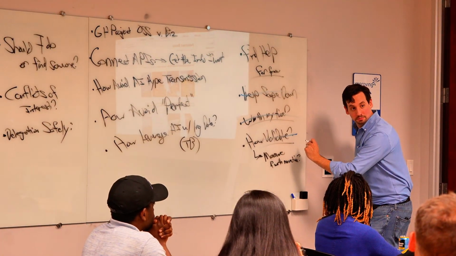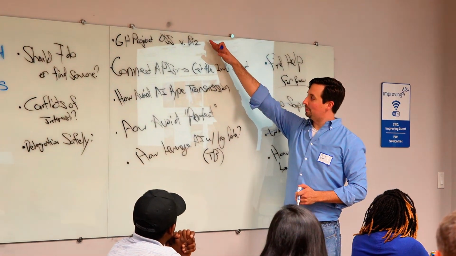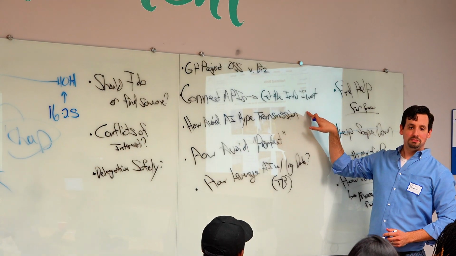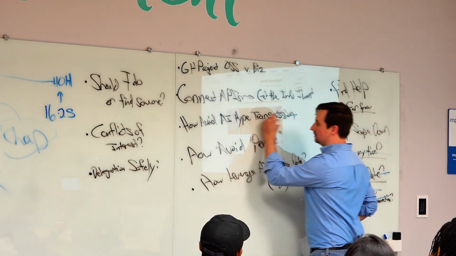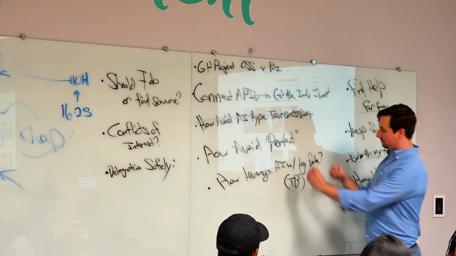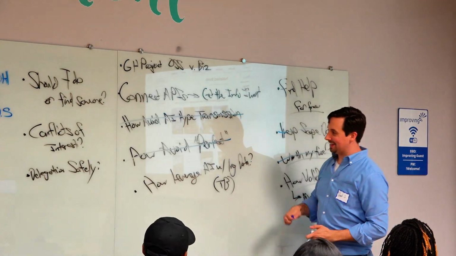You good? Excellent. All right. I have not covered open source projects or APIs. Sorry. Did I cover AI hype transmission? Yes. Excellent. How to avoid perfect. Yes, definitely. Perfect. Haven't covered large data sets. We'll get back to that.